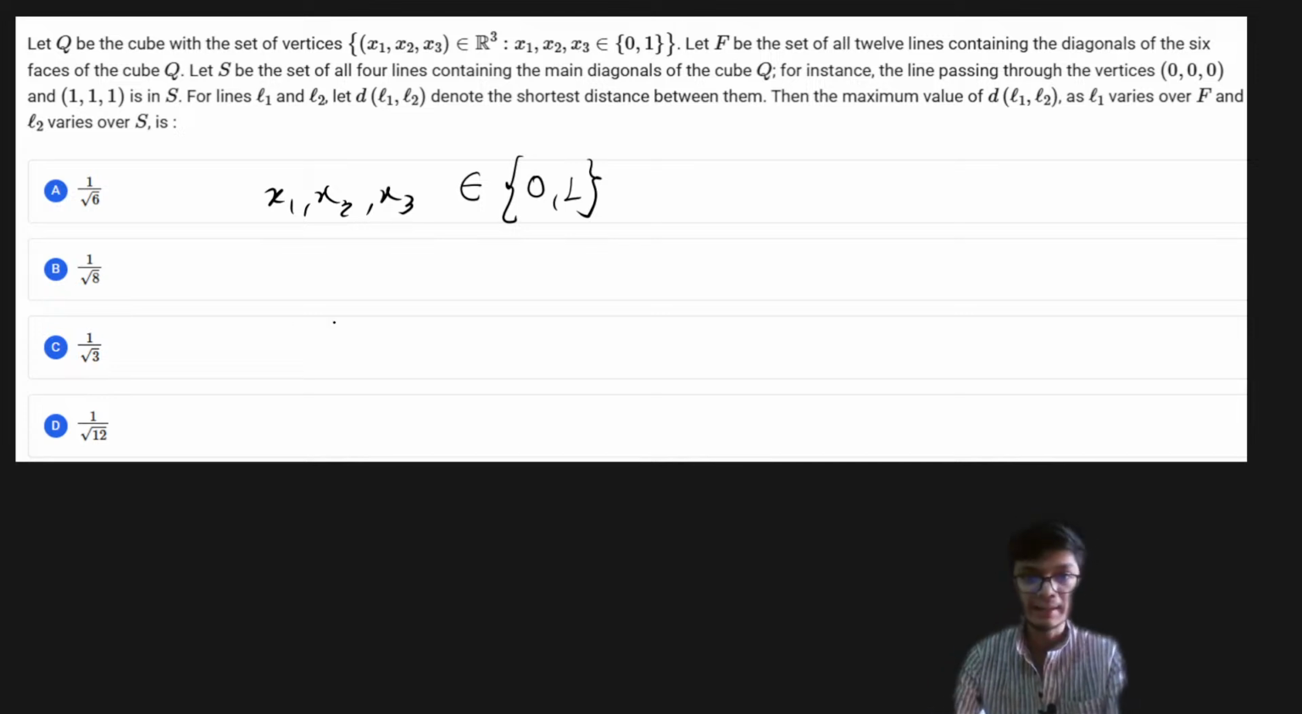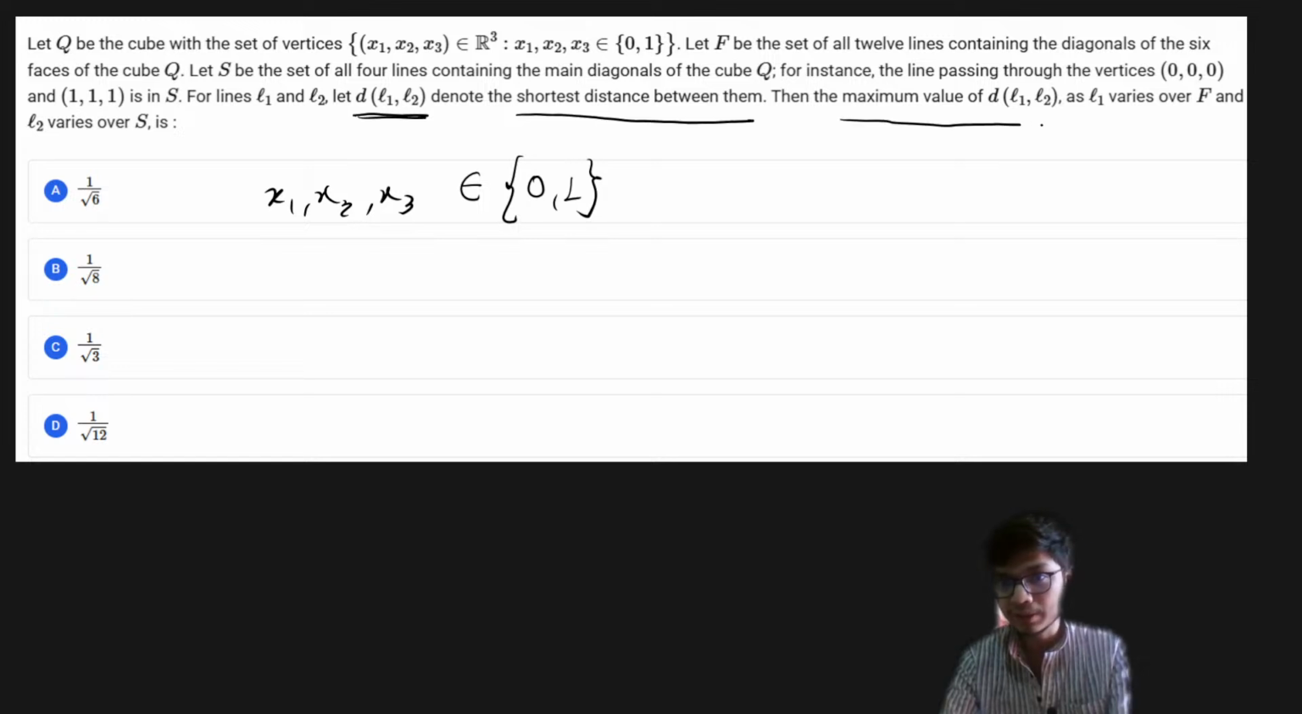Now it is said that if F denotes the set of all the 12 lines containing the diagonals of the 6 faces of the cube Q, and S be the set of all 4 lines containing the main diagonals of the cube Q, for instance, the line passing through the vertices (0,0,0) and (1,1,1) is in S. For lines L1 and L2, d of L1, L2 denotes the shortest distance between them. This nomenclature d of L1, L2 denotes the shortest distance between the lines. And similarly, the maximum value of d.